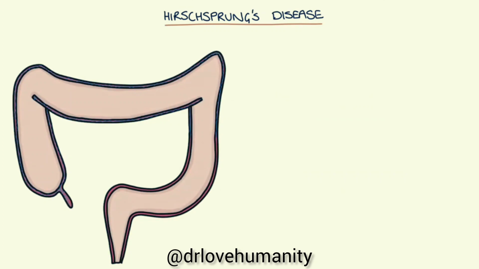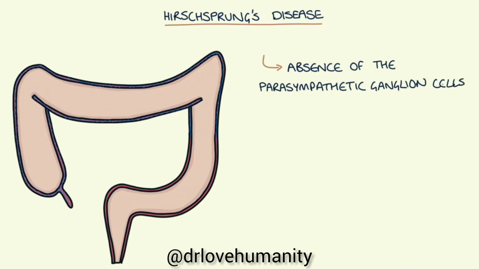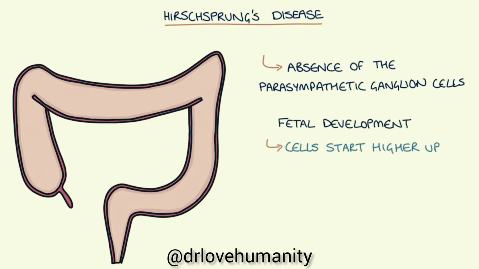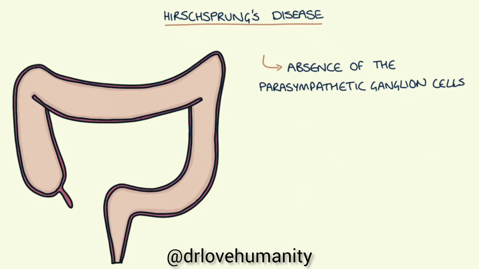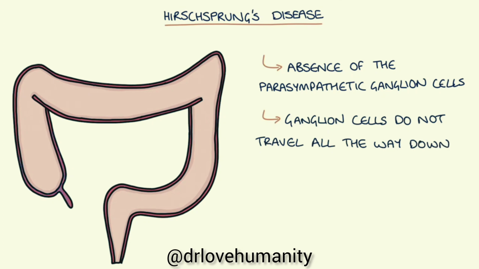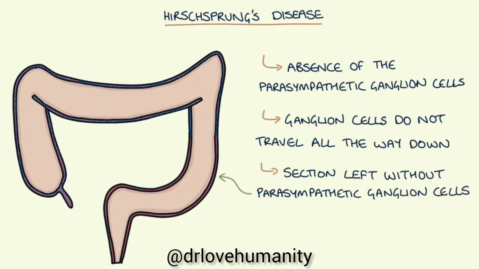The key pathophysiology in Hirschsprung's disease is the absence of the parasympathetic ganglion cells. During fetal development, these cells start higher up in the gastrointestinal tract and migrate gradually down to the distal colon and the rectum. Hirschsprung's disease occurs when the parasympathetic ganglion cells do not travel all the way down the colon, and a section of colon at the end is left without these parasympathetic ganglion cells.